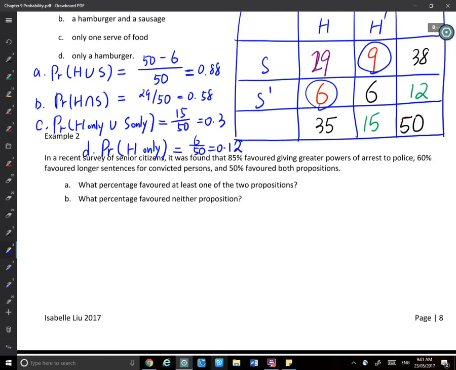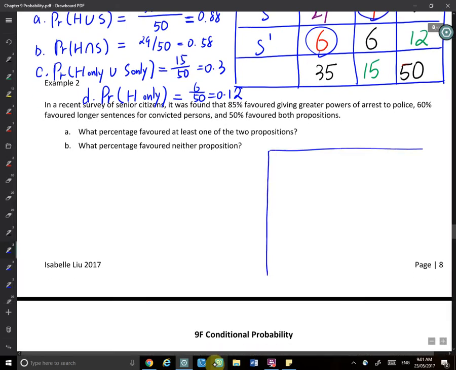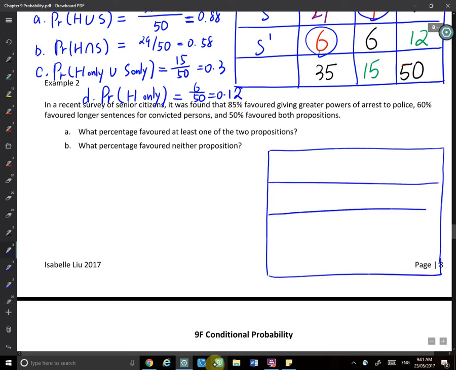Example 2. In a recent survey of senior citizens, we found that 85% favor giving greater powers of arrest to police, 60% favor long sentences for convicted persons, and 50% favor both. What percentage favored at least one of those two? If it's at least one of those two, it can be both. So let's set up this table. When you see something talking about two events, that will be a two-way table.